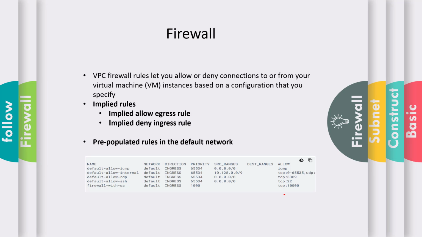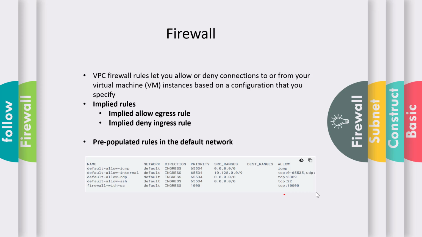VPC firewall rules let you allow and deny connections to and from your virtual machines. So there are implied rules and there are rules that you have to define. The implied rule is that it allows all egress traffic to communicate with the virtual machines within that particular VPC network. So any traffic that goes out of the network is allowed. However, the ingress rule is set as denied. So any traffic, initially, if you've not set up your firewall, will not be let into your network. So that is important to note. So if you're creating a custom VPC, you have to make sure that your firewall rules are set.